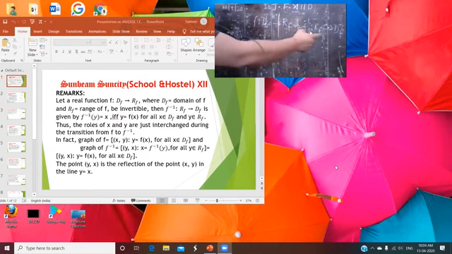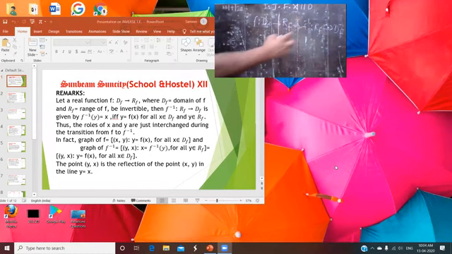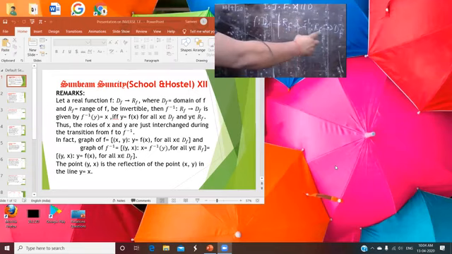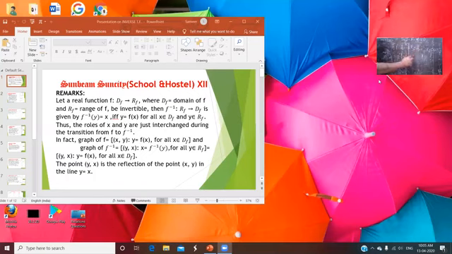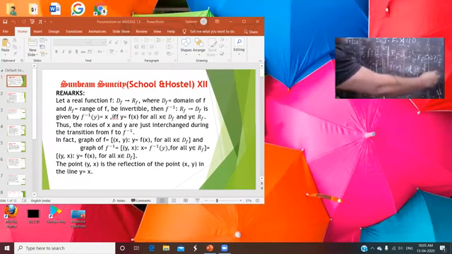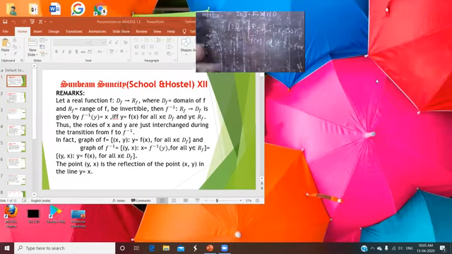So in case of the inverse, the codomain becomes the domain. That means the range becomes the domain of the function and the domain becomes the range. So f inverse is from Rf to Df, and f inverse exists in such a way that f inverse of y is equal to x if y is equal to f of x. This is the condition for an invertible function.